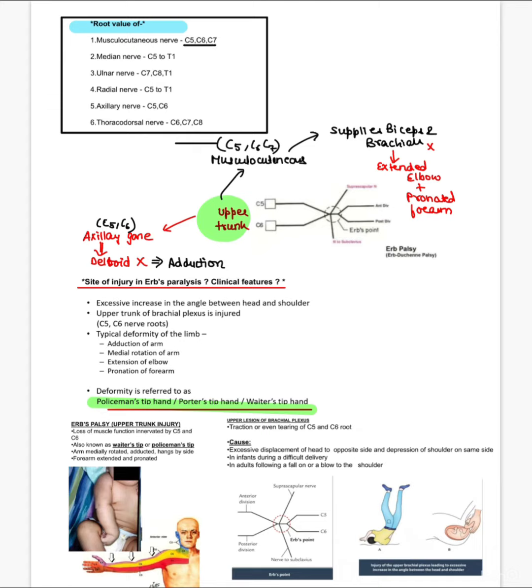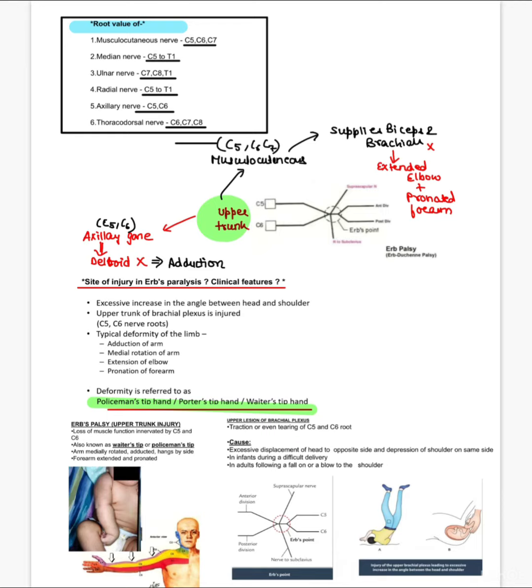So musculocutaneous is C5, C6 and C7. Median nerve, C5 to T1, because it's a combination. Ulnar nerve is C7, C8 and T1. Then radial nerve is C5 to T1 again. Axillary nerve is C5 and C6, and thoracodorsal nerve is C6, C7, C8.